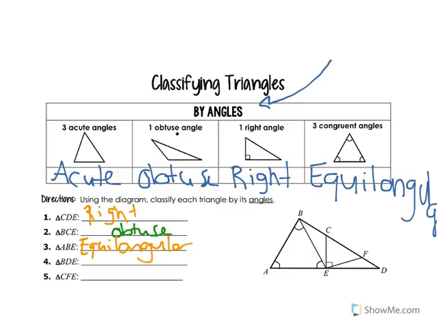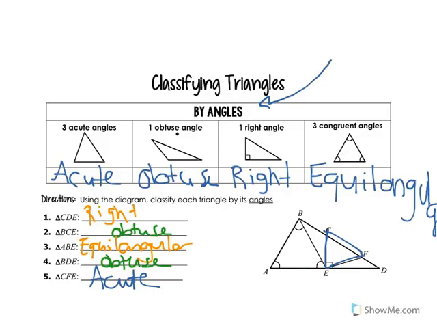Next one is triangle BDE. BDE. That has an obtuse angle, so this is an obtuse triangle. And then the last one, triangle CFE. They are all acute angles, so that is an acute triangle.